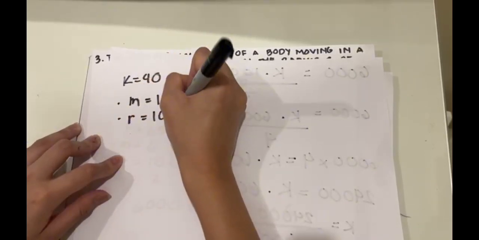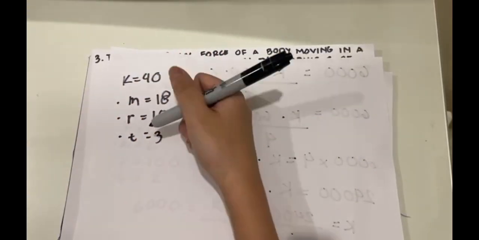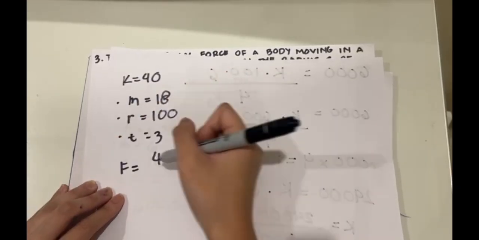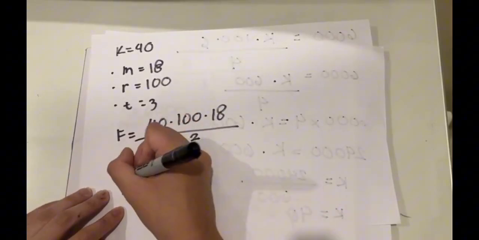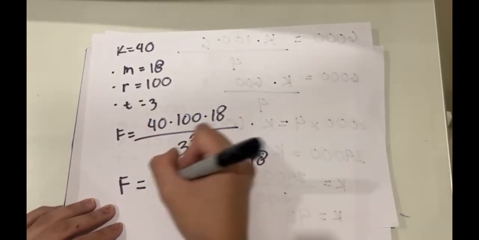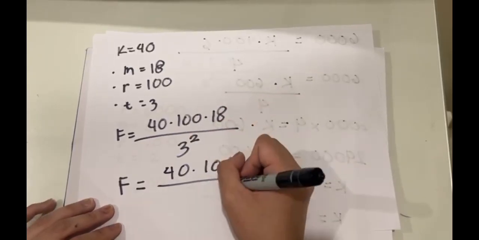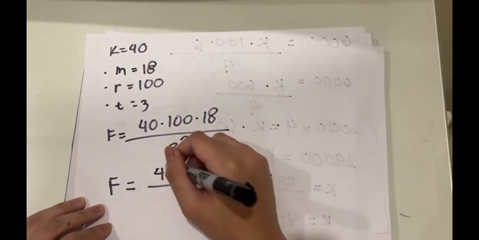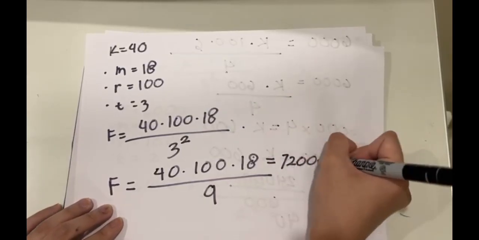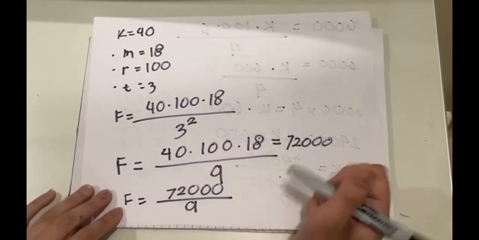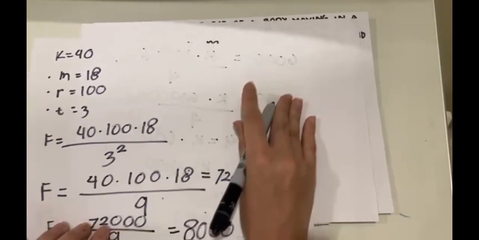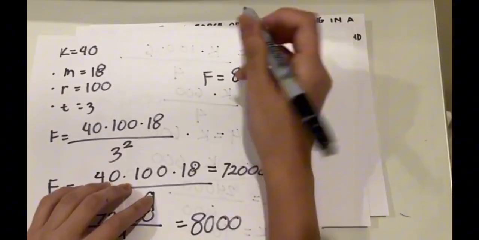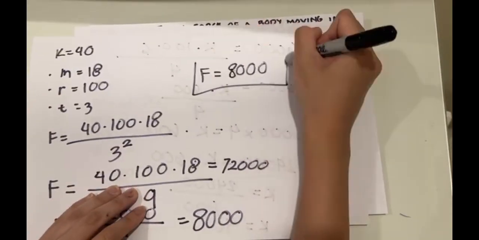For the new conditions, we use m equals 18, r equals 100, and t equals 3. Using the same equation, F equals k times r times m over 3 squared. Then we need to simplify the exponent. 3 times 3 is 9. Then we multiply the numerator. 40 times 100 times 18 is equal to 72,000, divided by 9. Then 72,000 divided by 9 is equal to 8,000. Our F is 8,000. So the centrifugal force is 8,000. This is our final answer.